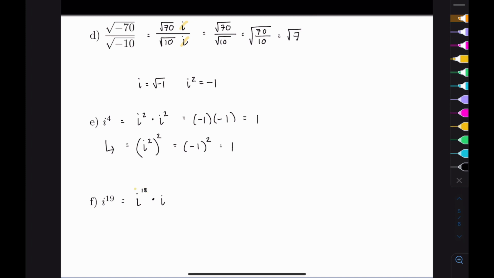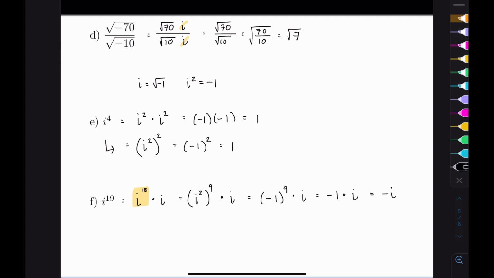Right? Now, this i to the 18th, I can break down even more. So we can write this as i squared and then raised to the 9th power, because we would multiply those two exponents together. So i to the 18th we can write in this way, and then it'll be times i. And again, I know what i squared is, so this is -1 to the 9th times i. And then -1 to an odd power is -1. So really, i to the 19th simplifies to -i.